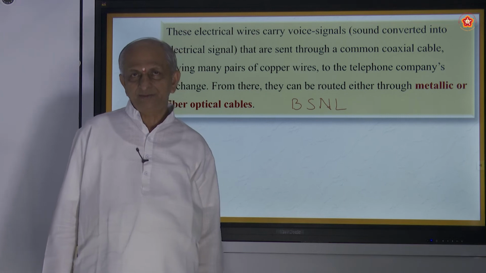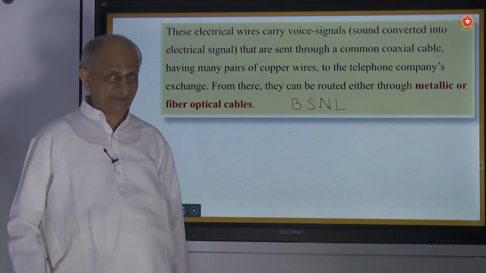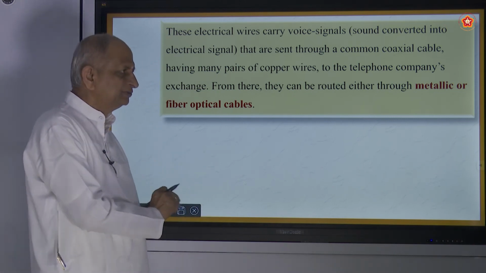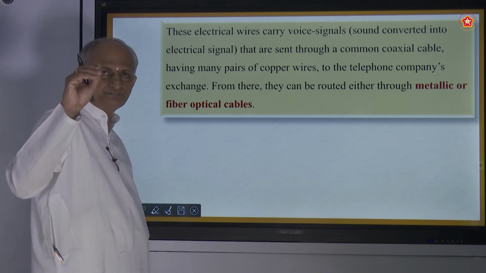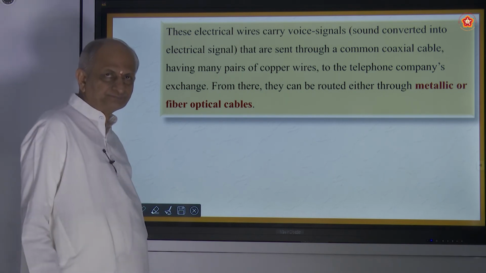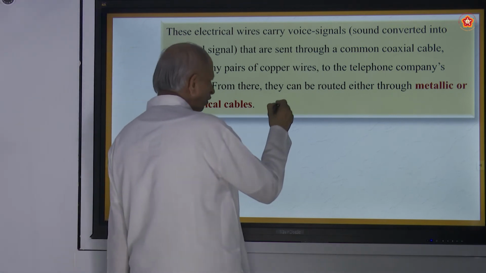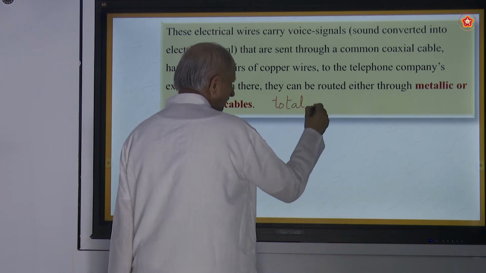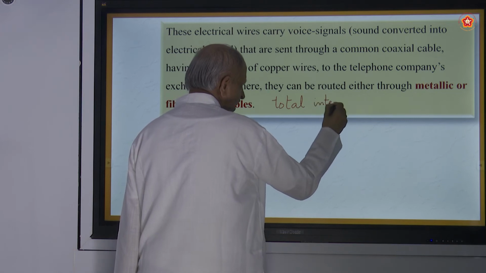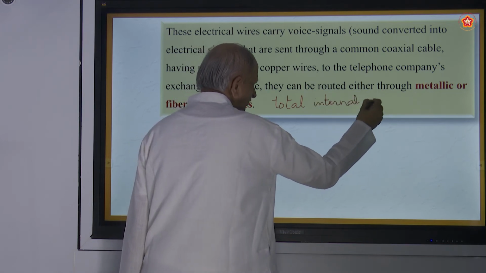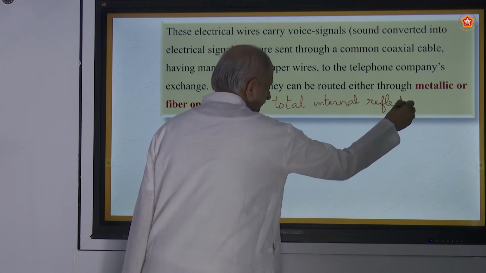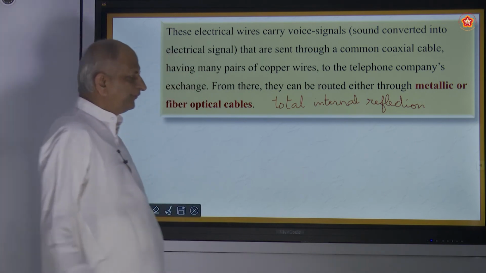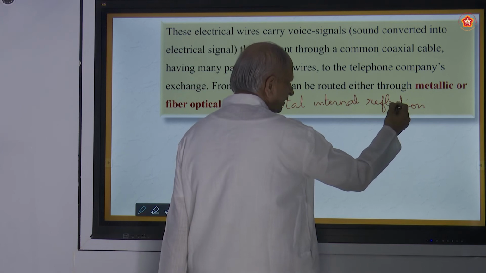Optical cable means what? That is using optical fibers. What are optical fibers? Optical fibers are nothing but thin glass wires. You have studied about total internal reflection in the light chapter. So this is one of the important properties of light. It happens in the case of refraction, from one medium to another medium.